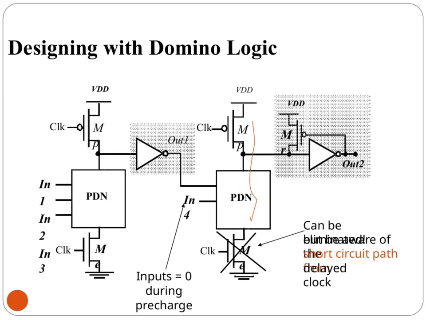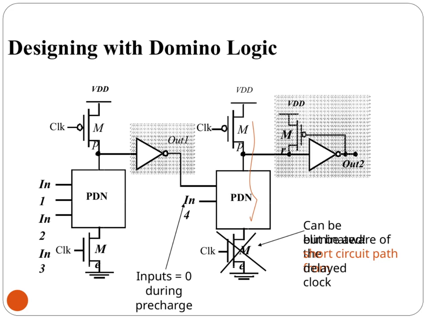Here we're looking at designing with domino logic, which is a dynamic logic technique used to improve speed and reduce power consumption in digital circuits. The key components here include the PMOS transistors labeled MP, the NMOS transistors labeled ME, and the power supply VDD. Notice how the circuit is driven by the clock signal CLK, which controls the pre-charge and evaluation phases. During the pre-charge phase, indicated by the clock, the internal nodes are charged to a high voltage level. Importantly, the inputs in 1, in 2, and in 3, or in 4 in the second example, are 0 during this phase to prevent unwanted discharge.